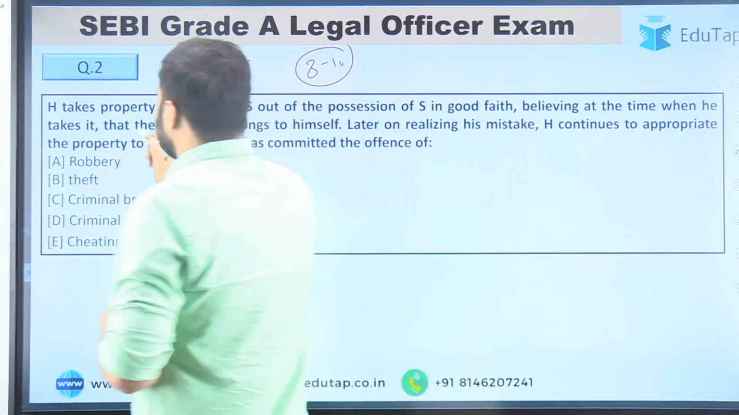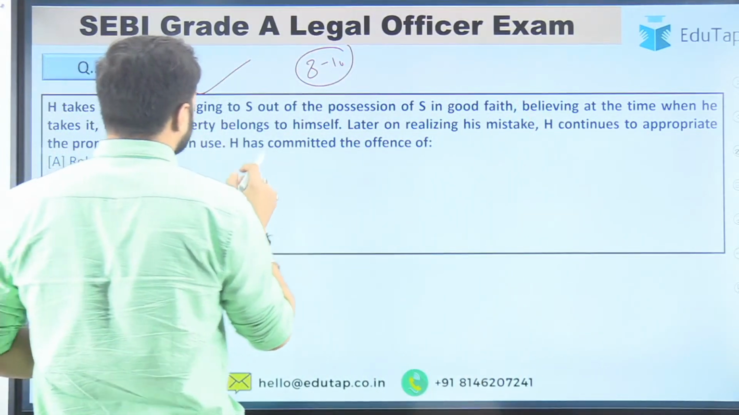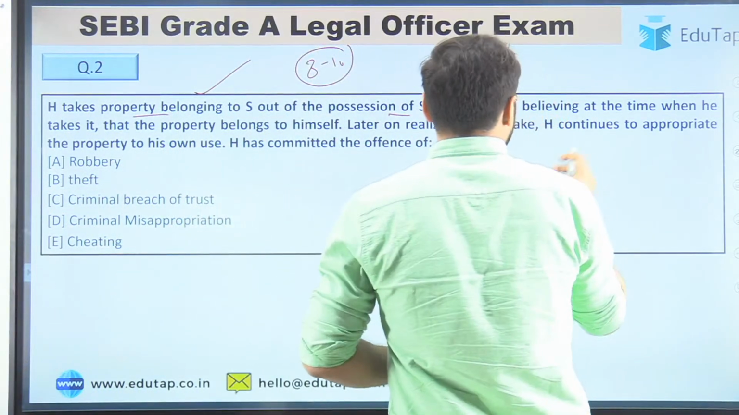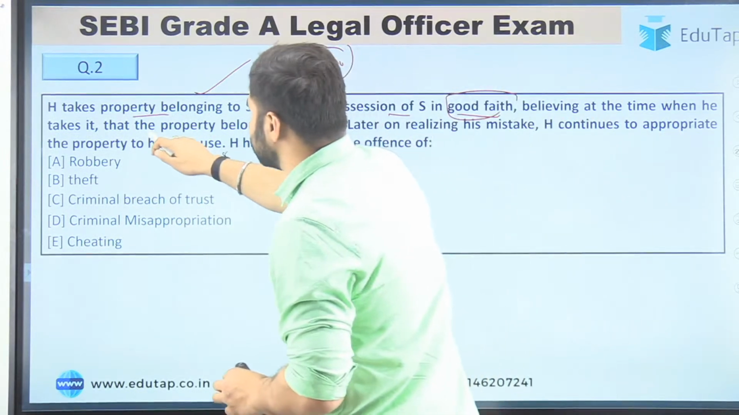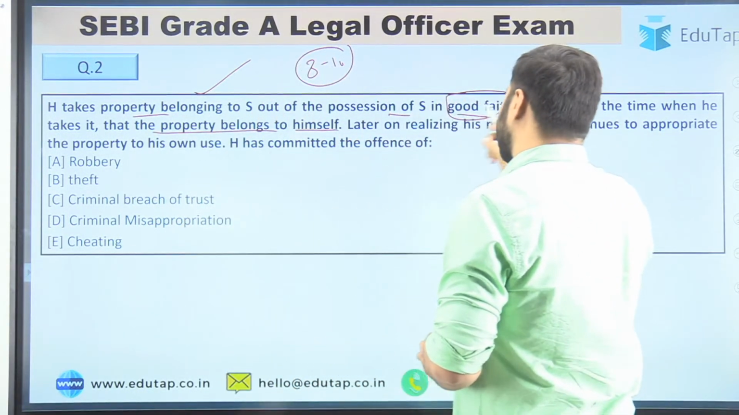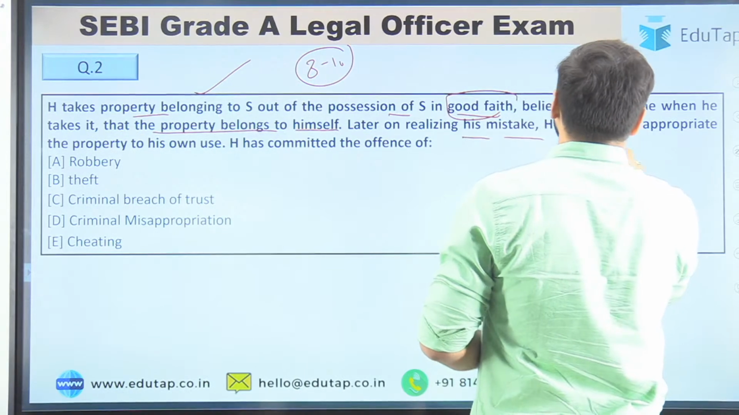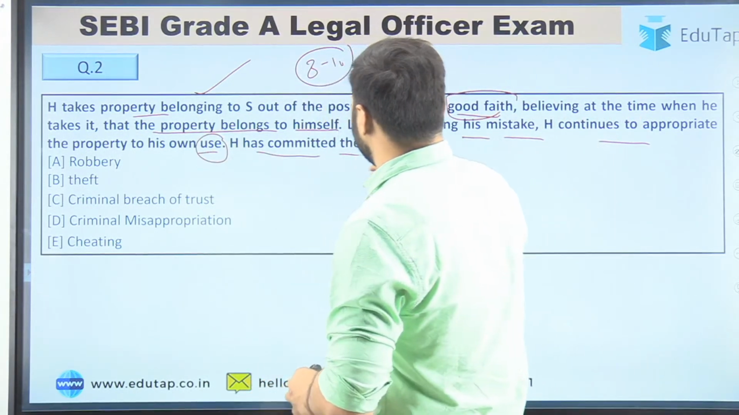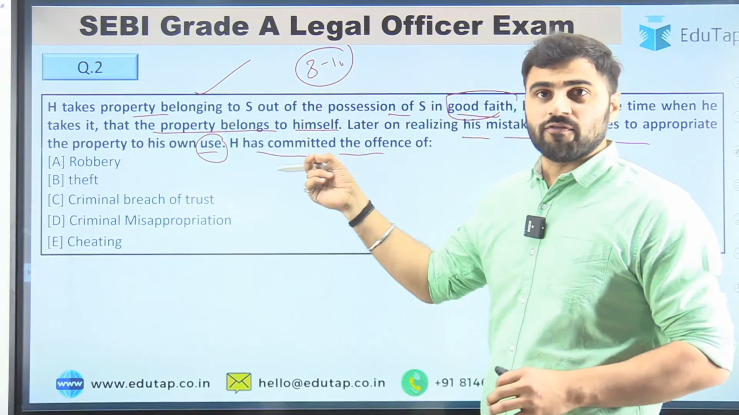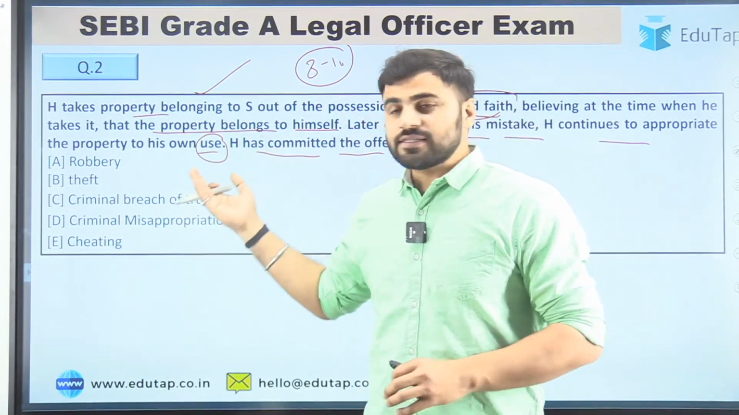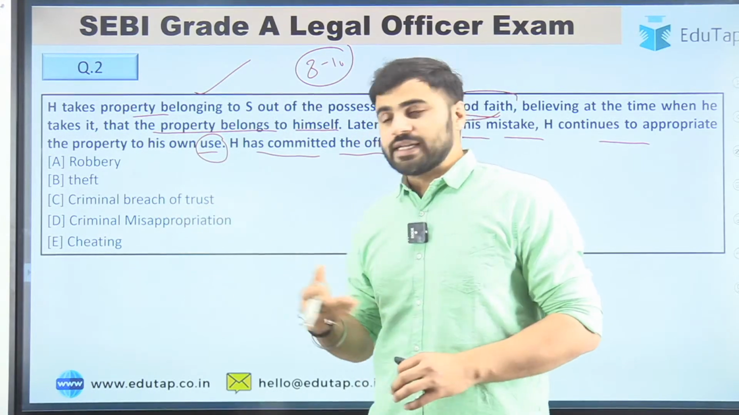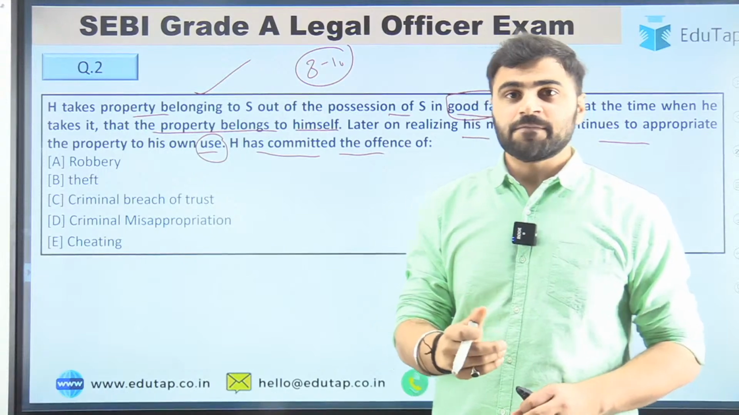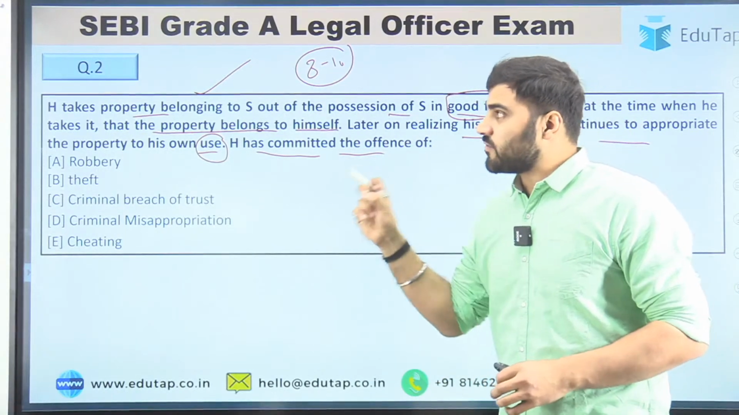So read the question. H takes property belonging to S out of the possession of S in good faith, right? Believing at the time when he takes it that the property belongs to himself. Later on, realizing his mistake, H continues to appropriate the property to his own use. So which of the following offenses has H committed here? That is robbery, theft, criminal breach of trust, criminal misappropriation, or cheating. So tell me guys, what is the right answer for question number 2?